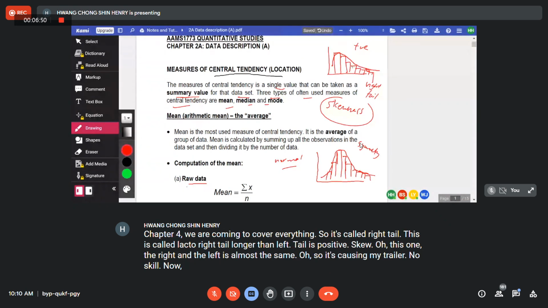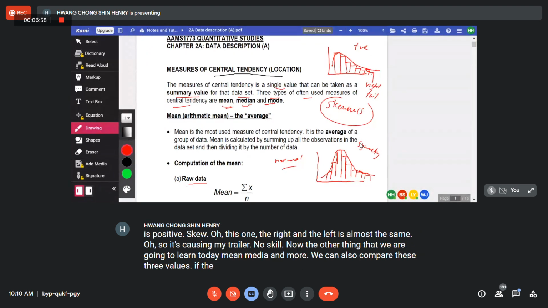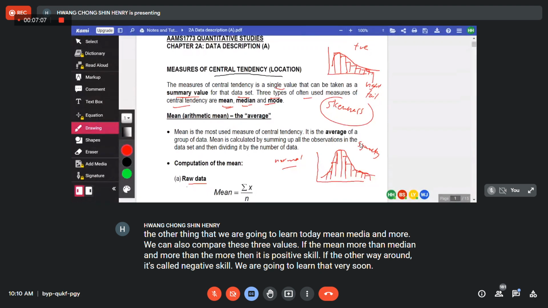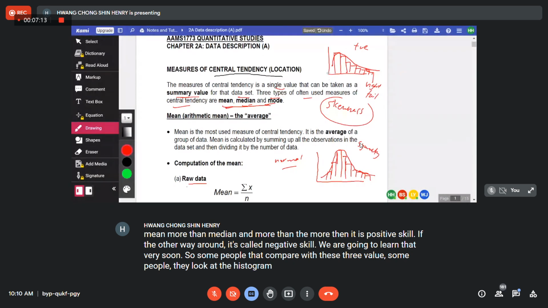Now, the other thing that we are going to learn today, mean, median, and mode, we can also compare these three values. If the mean is more than the median and more than the mode, then it is positive skew. If it is the other way around, it's called negative skew. We are going to learn that very soon. Some people compare these three values. Some people look at the histogram or the normal curve to check the skewness.